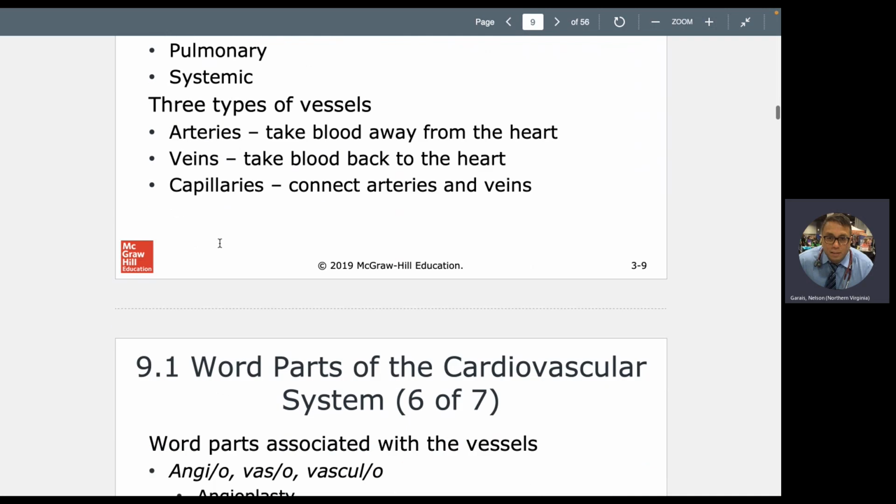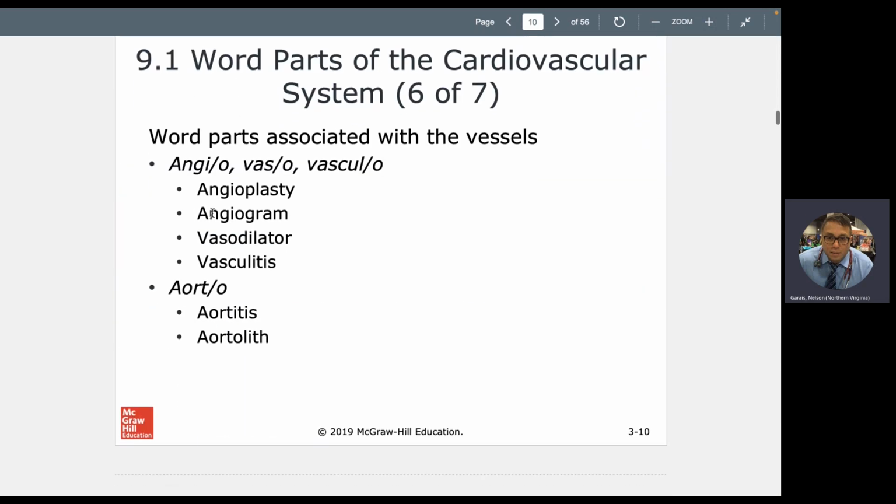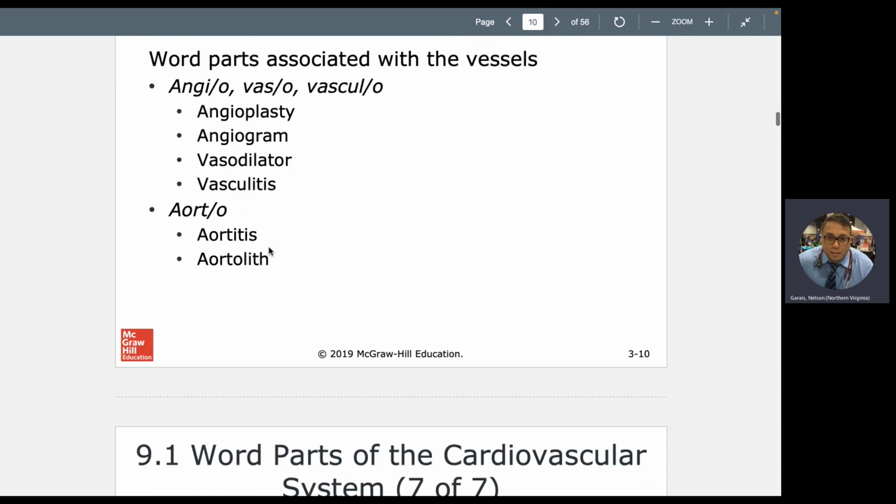You have arteries, veins, and capillaries, which I mentioned before, and they are part of your vasculature. Your vasculature could be angio, vaso, or vascular. So angioplasty is a procedure of repairing my blood vessels. Angiogram is the actual recording of it. Vasodilator will make my blood vessels more open, like the tubing will be opened up, and vasculitis, inflammation and infection of my vasculature.